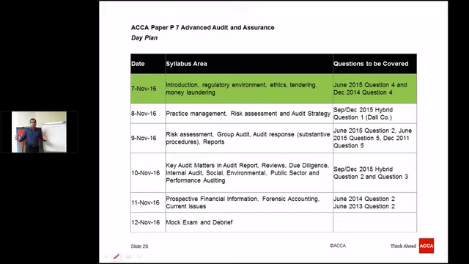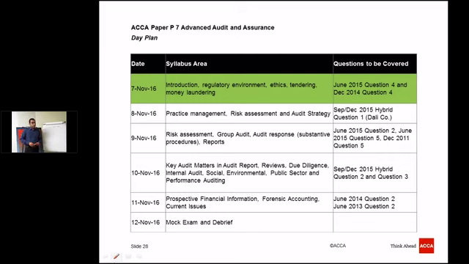after which we will close all assurance-related work and move to non-assurance work, which is also an important part of the syllabus, ranging from 25 to 30, 35 marks at times. This would cover reviews, due diligence, internal audit, social, environmental, public sector, and performance information auditing, an area that has been tested frequently in the recent past, and we will do some question practice on performance and environmental auditing as well. And on Friday, we are supposed to cover prospective financial information, PFI, forensic accounting, and current issues.